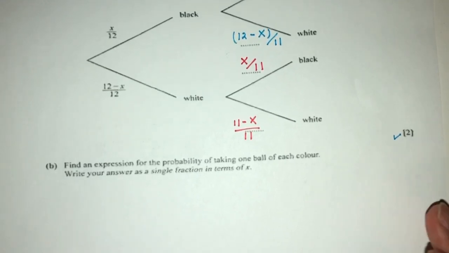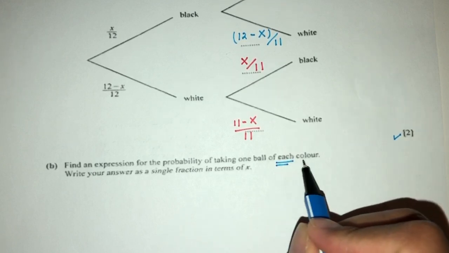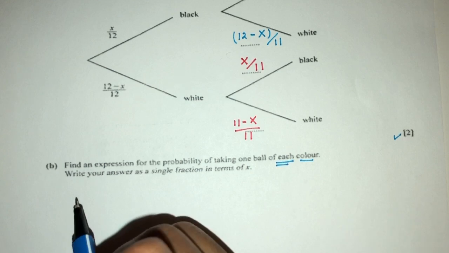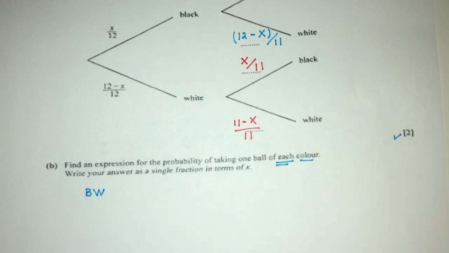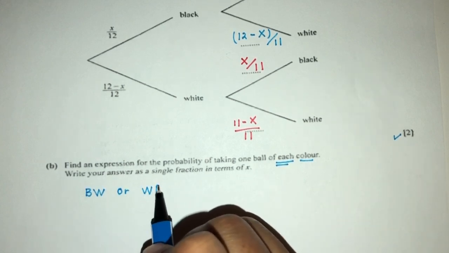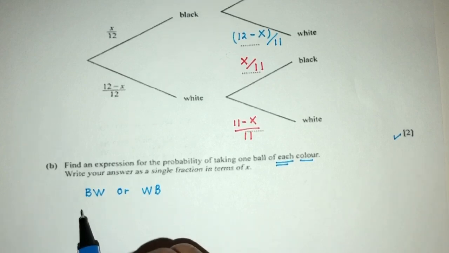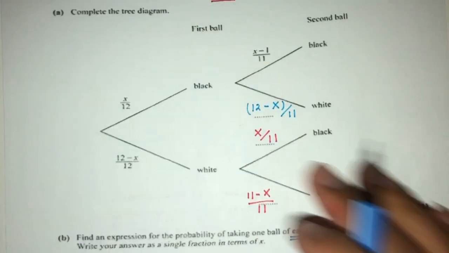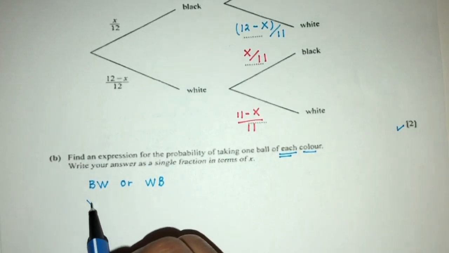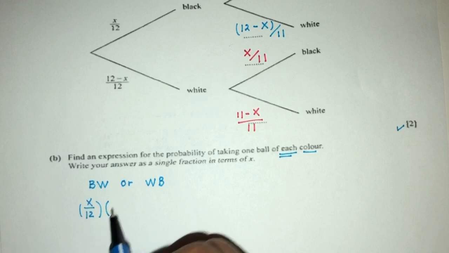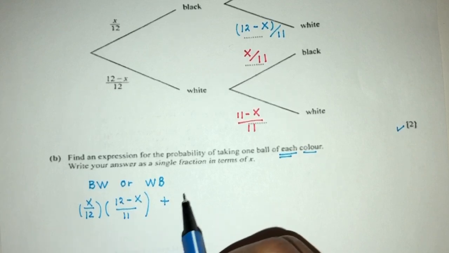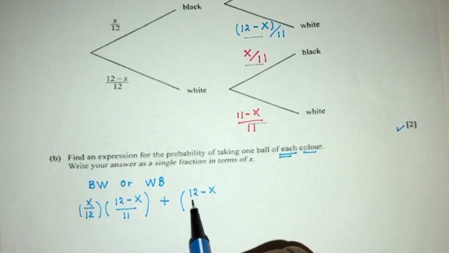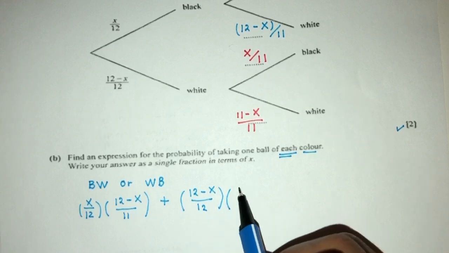Now for part B, we have to find an expression for the chance of taking 1 ball of each color. So they have to be of different colors. If you take 2 balls, the first one can be black, and it will have to be white because we need different colors, or it can be white and black. So black will be, here we have to use this obviously to solve this question. Black is X over 12 multiplied by white, it is 12 minus X over 11. Now plus, white is 12 minus X over 12, and black is X over 11.